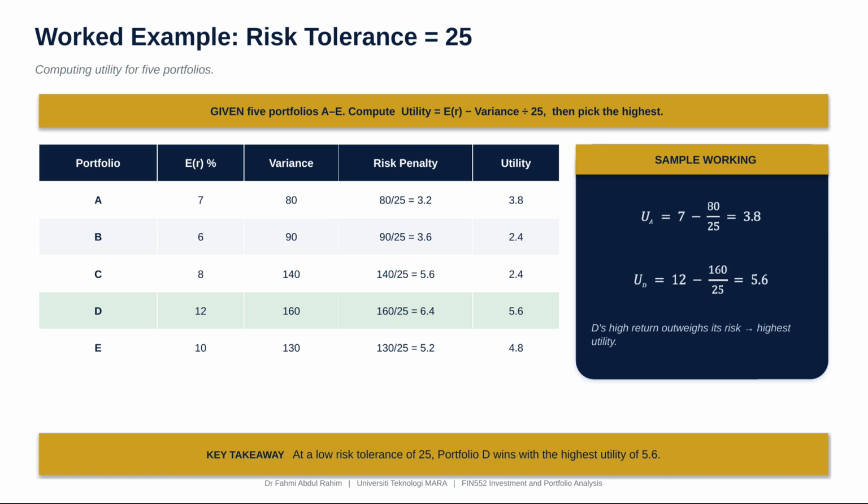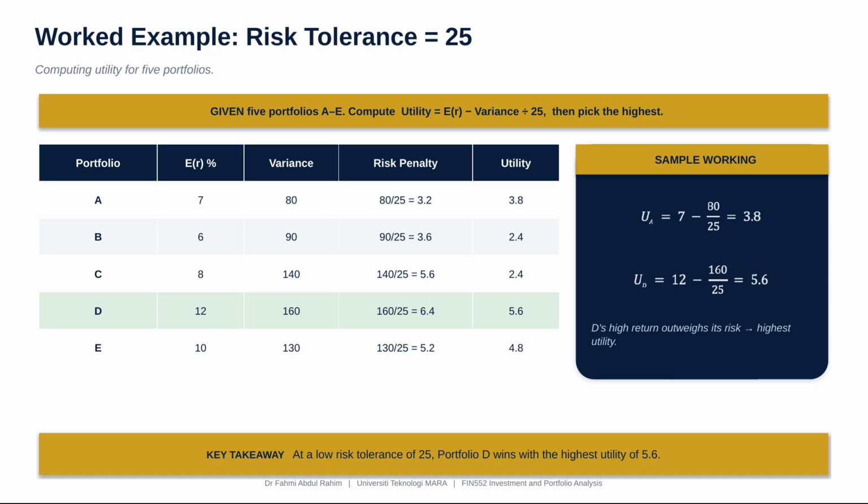For portfolio A, the expected return is 7% and the variance is 80. So the risk penalty is 80 divided by 25, which is 3.2. The utility is therefore 7 minus 3.2, which equals 3.8. For portfolio D, the expected return is 12%, the highest, and the variance is 160, the highest. The risk penalty is 160 divided by 25, which is 6.4, a large penalty. But the utility is 12 minus 6.4, which equals 5.6.